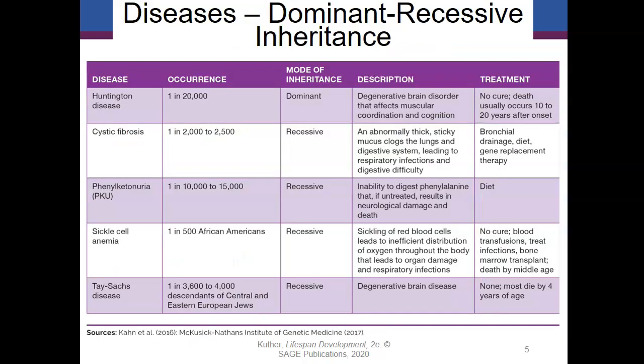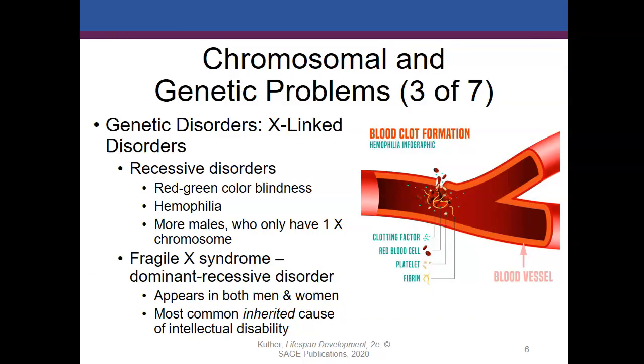This table, which is also in your book, Table 2.3, summarizes diseases that are inherited through the dominant recessive inheritance pattern. Some recessive genetic disorders, like the gene for red-green color blindness, are carried on the X chromosome. These are known as X-linked disorders.